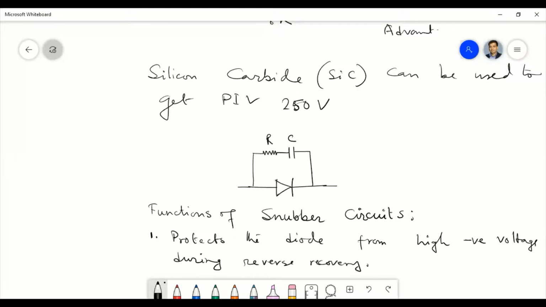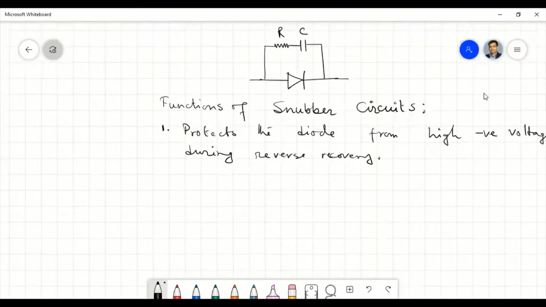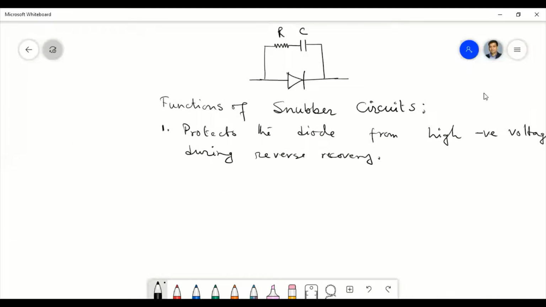So that is one reason that I've already explained in the last class. Now another reason is that every device, I think I have mentioned in the first class, has its own dIdt and dVdt rating.